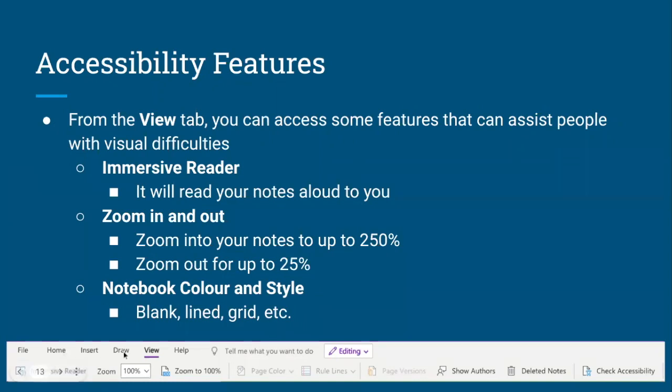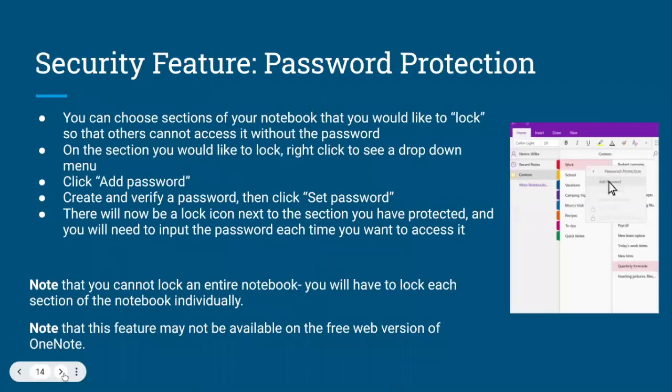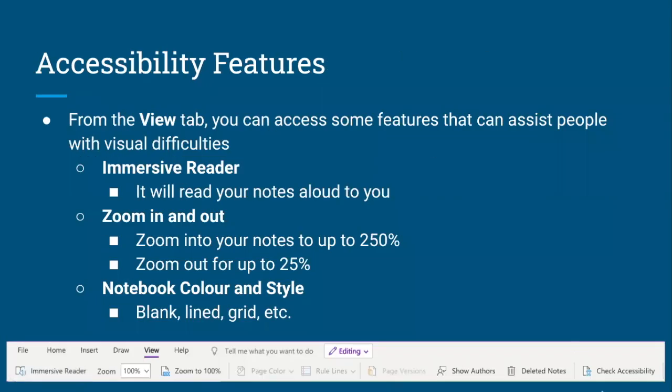As you can see down below, this is what it looks like. So you have the page color, the page versions, as well as the feature to zoom in to 100% and zoom out. Oh, and then you also have this option to check accessibility, which may indicate other features that they have available.